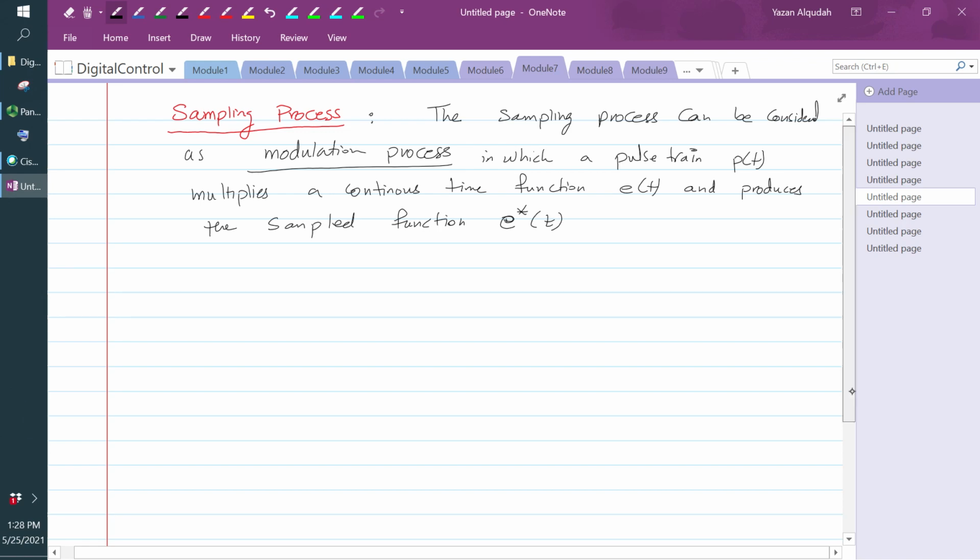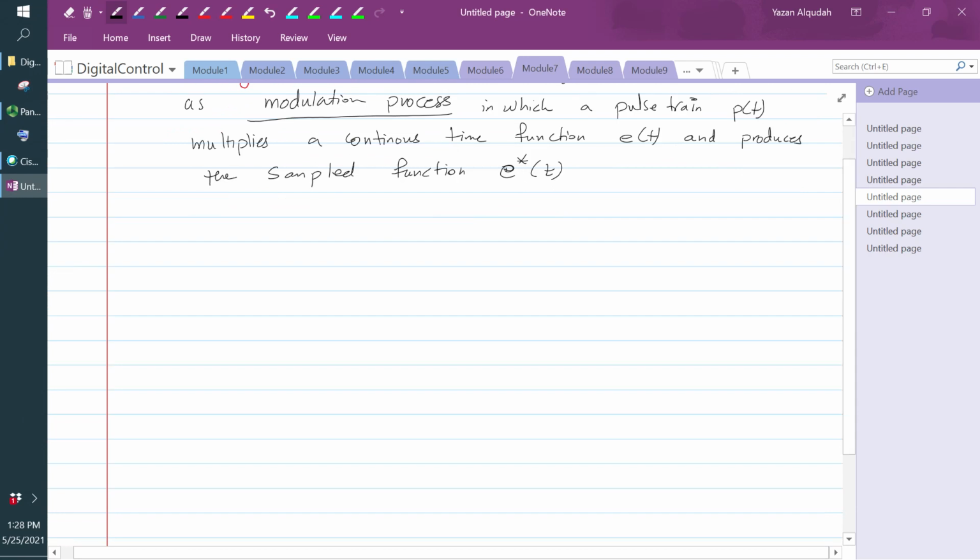What does that mean? We're gonna model the sampling process as a modulation process. I'm gonna take my input signal E of t and multiply it by a pulse train, P of t. The result of this multiplication gives me E star of t, which is equal to E of t multiplied by P of t.